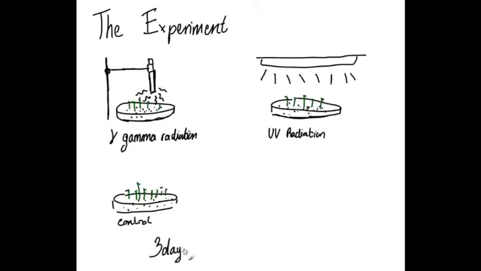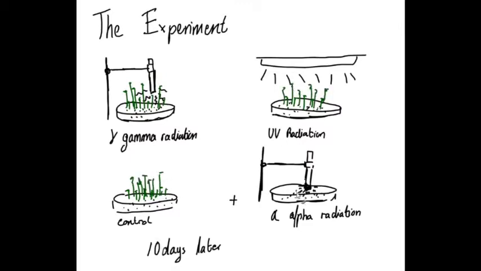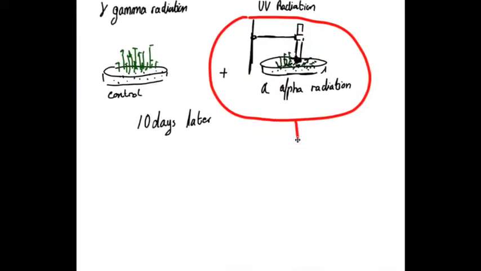Now, over 3 days, they appeared to have the same growth rate, so we added a fourth one with alpha radiation, which was a fair bit stronger than gamma radiation, because we were afraid that they wouldn't really show any difference. So over 10 days, our predictions were correct, they were pretty much the same, but the alpha radiation plant was more withered and of darker color.